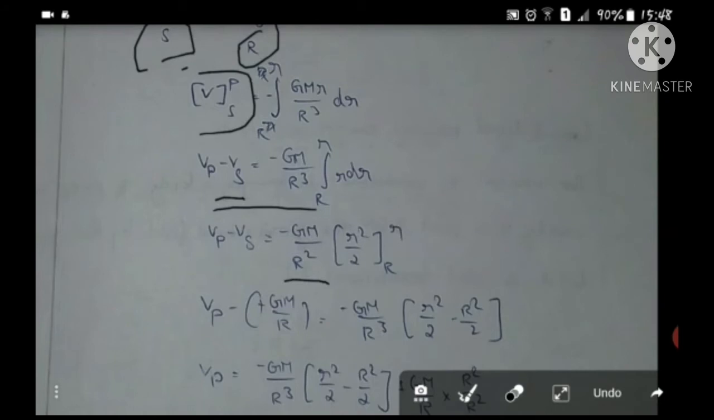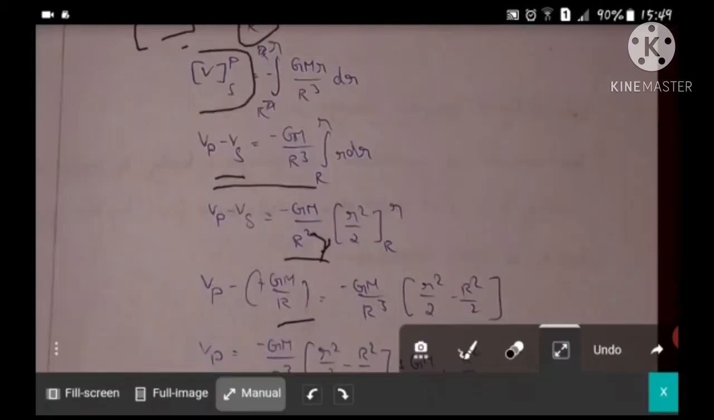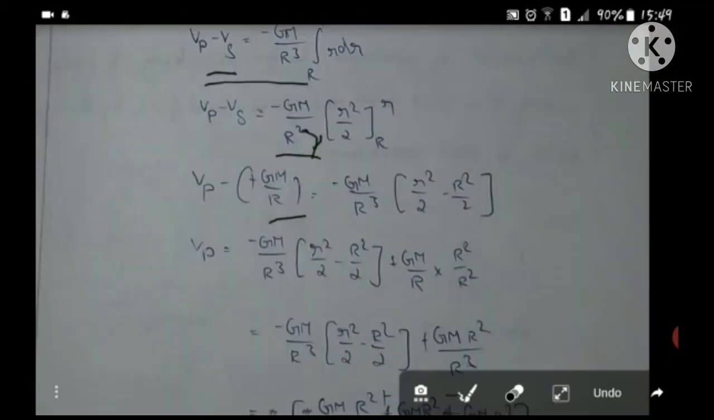Vp minus Vs is equal to minus GM by R cube into r square by 2, limits capital R to small r. We know that Vs is equal to minus GM by R, so we substitute that: Vp plus GM by R is equal to minus GM by R cube. Sorry, it is cube here, not square. And then GM by R cube into r square by 2 minus capital R square by 2, and then Vp is equal to minus GM by R cube.